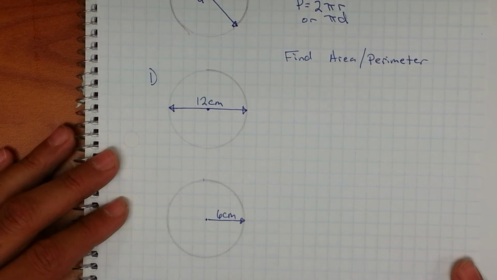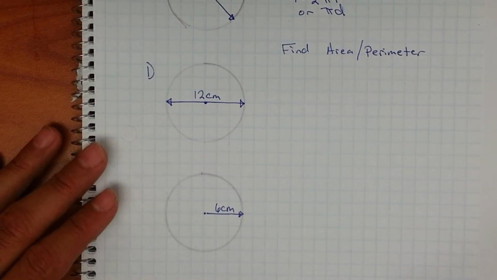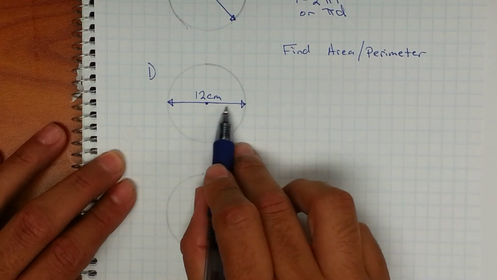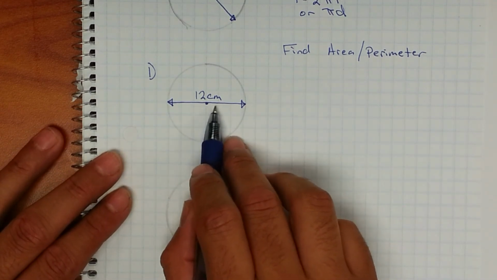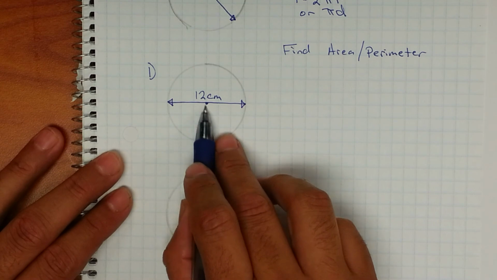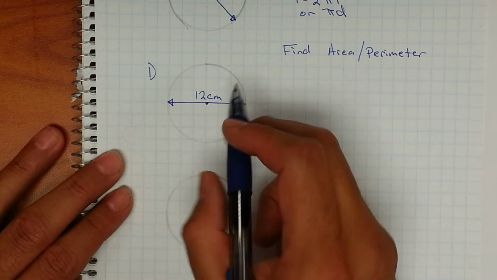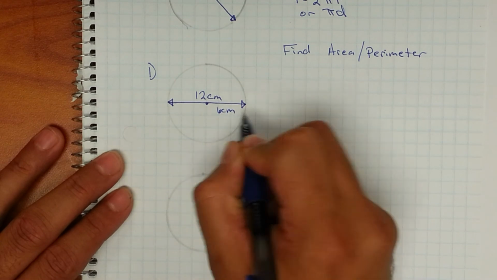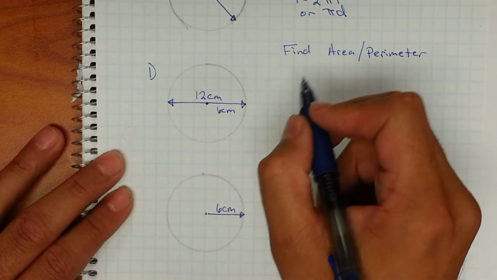Now let's take a look at my first problem that I have here. We're going to find the area and the perimeter of this one right here. So first thing I need to identify is I do not have the radius. The radius is going to be half of this. So my radius, if this is 12, it's going to be 6 centimeters.